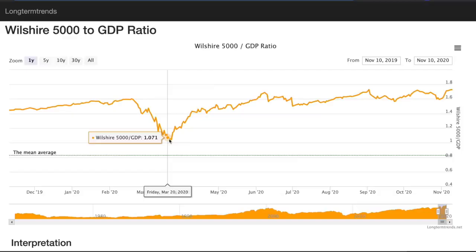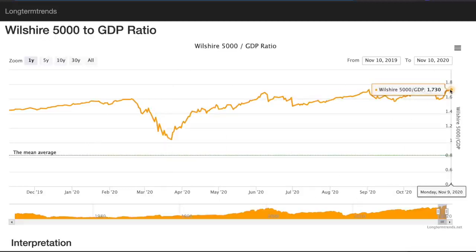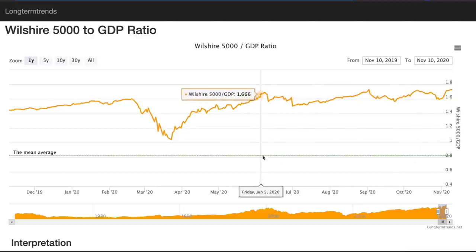So with this indicator, what did we see back in February, March? We saw it drop all the way down to 1.04, and as of a couple of days ago we're at 1.73. And you can see that the mean average is at around 0.8.